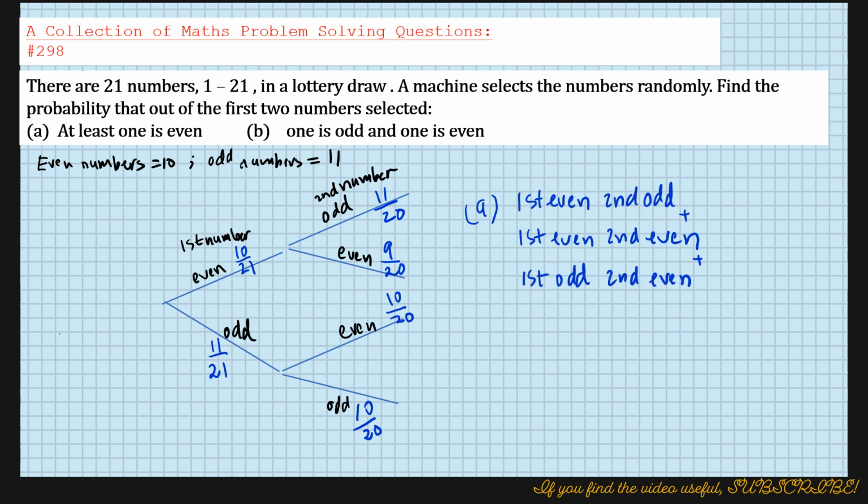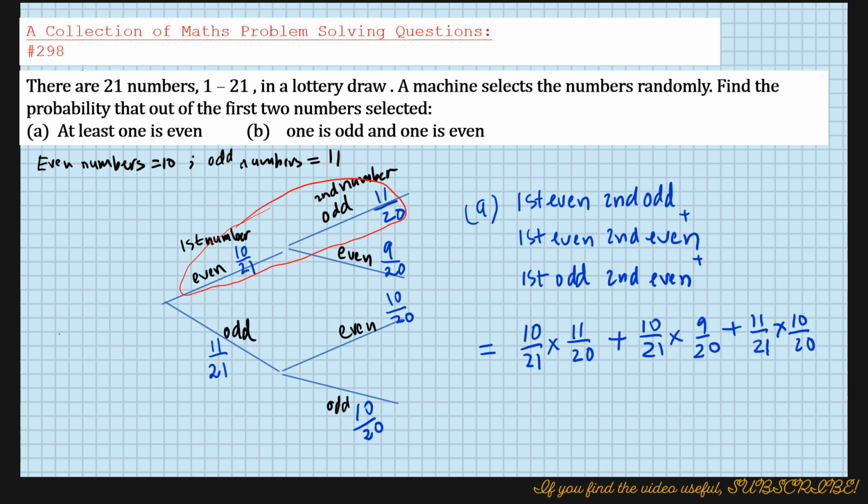So for A, at least one is even. At least one is even means the first is even and the second is odd, or the first is even and the second is even, or the first is odd and the second is even. So these are the possibilities: even and odd, even and even, and odd and even. We have to add these up. So that would be 10 out of 21 times 11 out of 20.